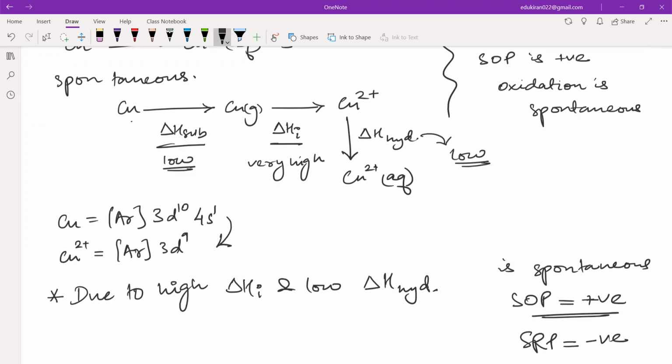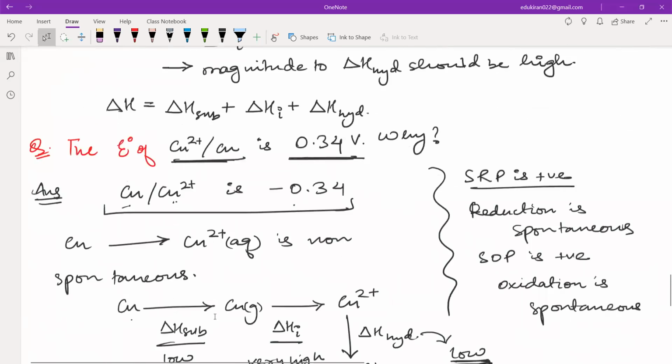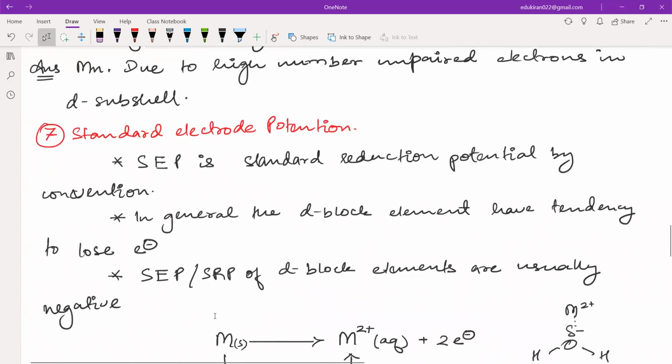Delta H of ionization is very high because we are going from stable to unstable, and hydration enthalpy you have to take the data value, but it is low. Copper 2+ hydration enthalpy is low. This is the reason you will write: due to high ionization enthalpy and low enthalpy of hydration. So you will start writing from here, right?